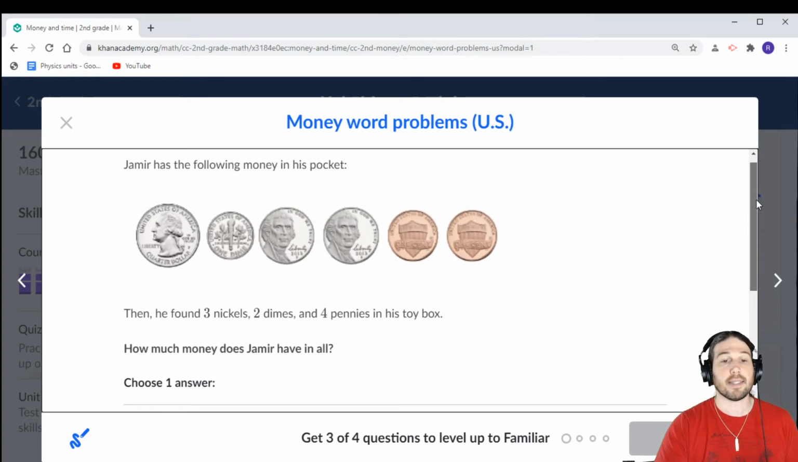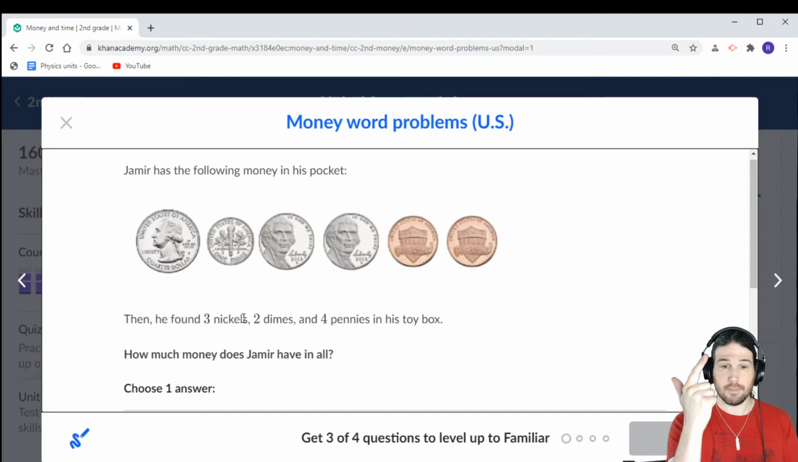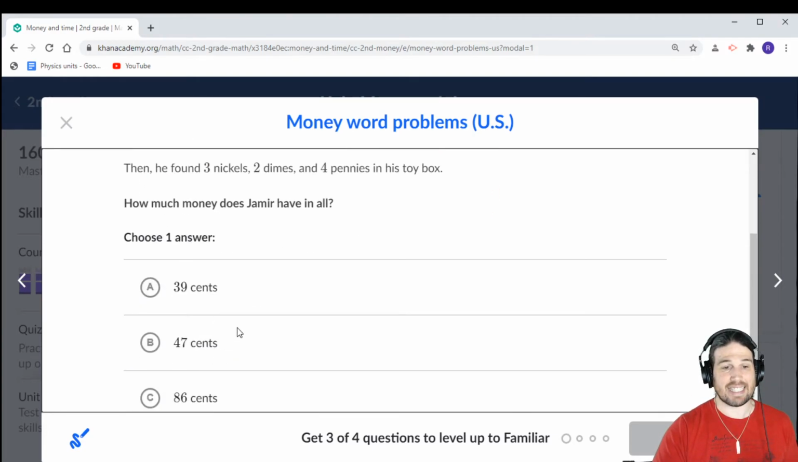And because this is addition, we are allowed to do it in whatever order we want. So I'm going to start by saying 25, 35, 40, 45 cents. Then I'm going to count the nickels, 50, 55, 60. Then there's 2 dimes, 70, 80. And now I'll count the pennies. 4 pennies, 2 pennies, I see 86 cents.